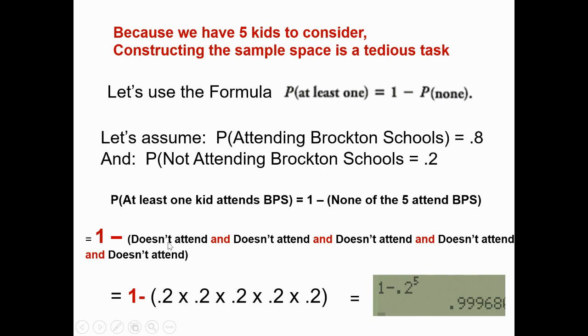Well, we know the probability of not attending Brockton schools is 0.2. These are purely independent events. In other words, I don't have to adjust the probability of the second, third, fourth, and 5th kid because the fact that 1 kid doesn't go does not affect the fact that another kid doesn't go. Purely independent. So these probabilities are remaining constant. So what we see here is 1 minus 0.2 raised to the 5th power. Doing this with my calculator, I get this decimal, 0.99968.